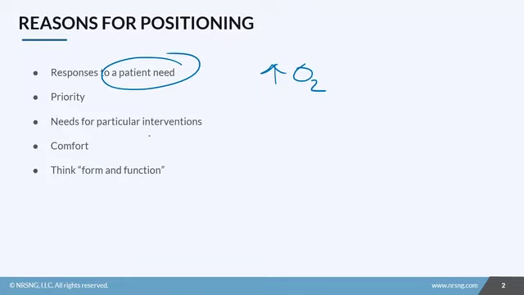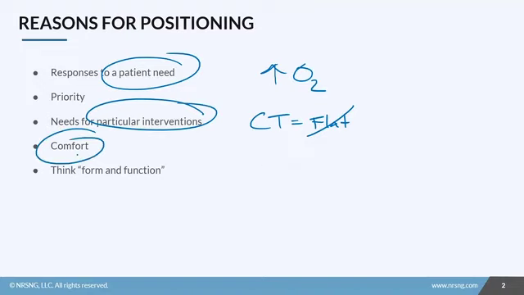You also want to put your patients in certain positions for particular procedures. So like in a CT scan, they need to be lying flat. If they have a respiratory issue, they can't lie flat. So we need to use our nursing judgment here, and we can also adjust our patients for comfort as well.